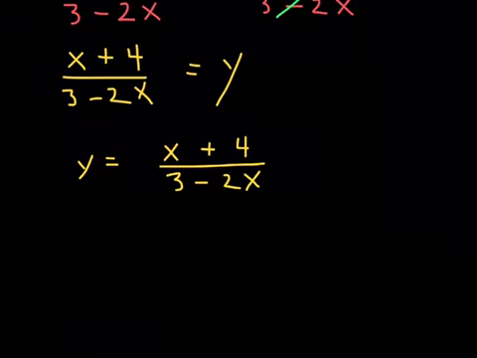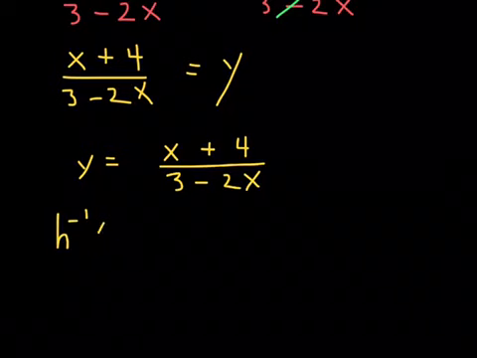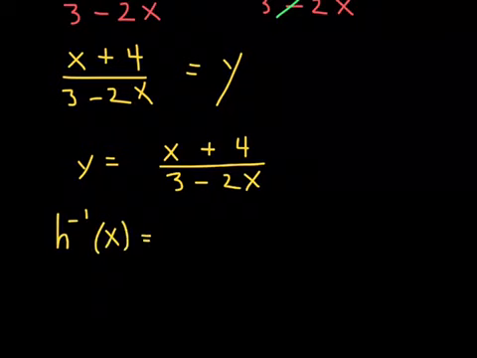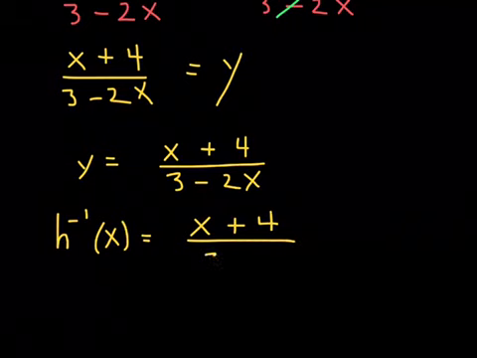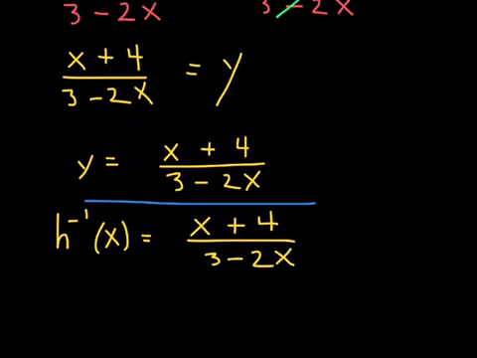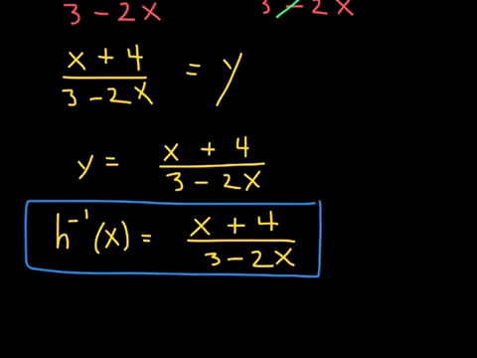Remember, your original function was named h, wasn't it? So we found h inverse is what we just finished finding. H inverse of x is equal to x plus 4 over 3 minus 2x. So this is the inverse function of h. Wow, good job, you guys.